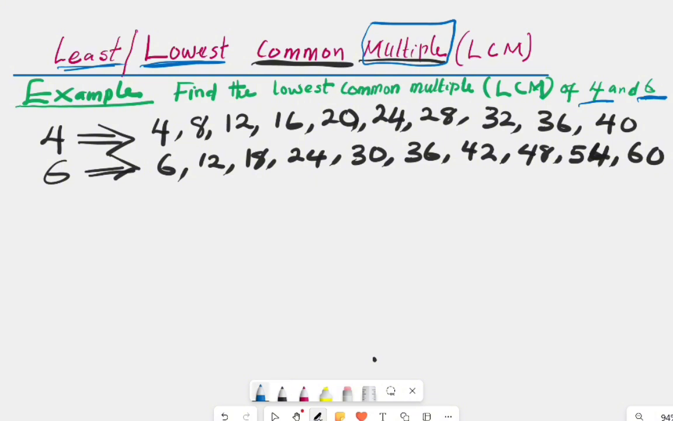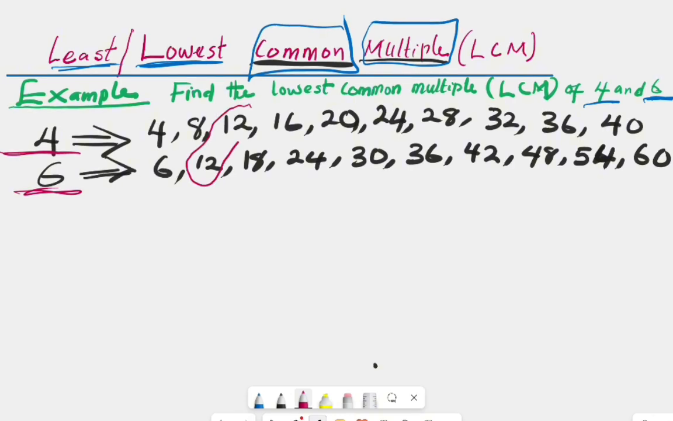Then, what next? We are looking for common. What is the meaning of common? Common means what appears in line 4 and what appears in line 6. What are the multiples that appear in both? We discover 12 appears in both lines. So 12 is a common multiple.